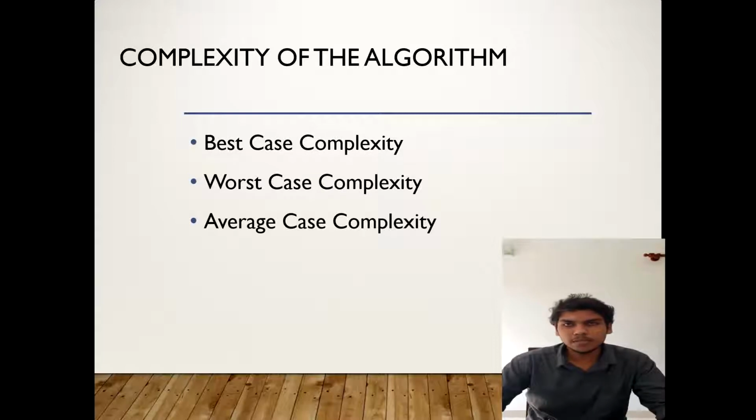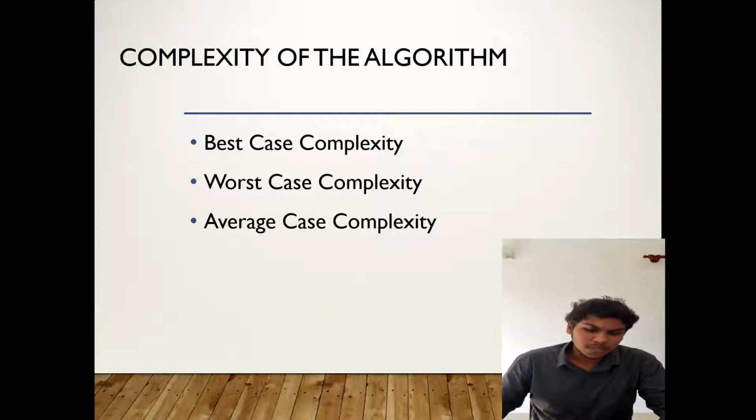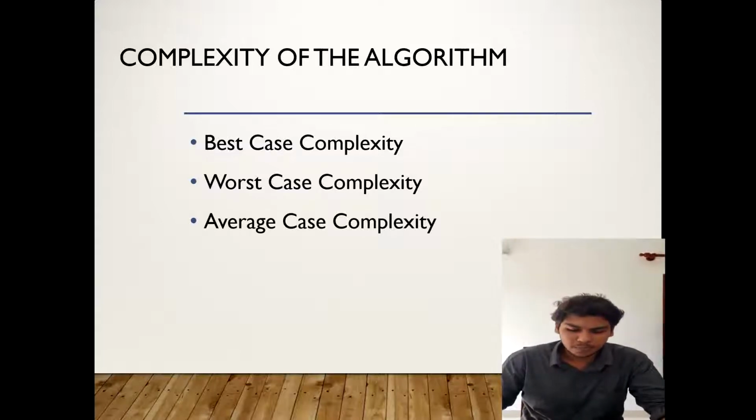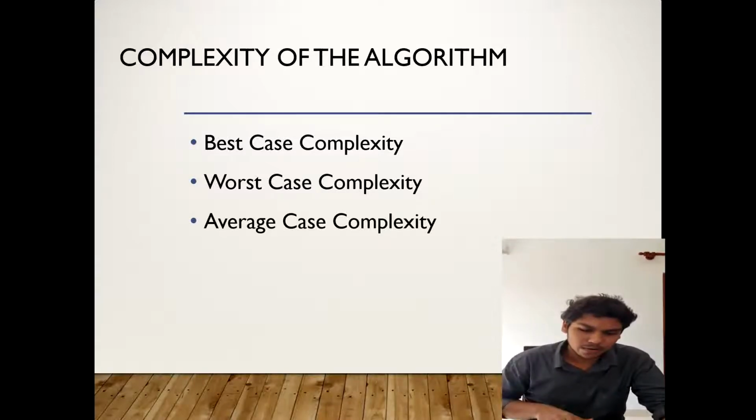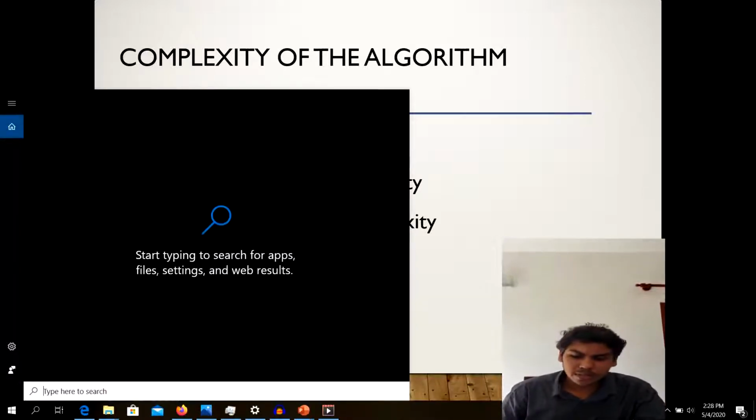Now if we go to the complexity of the bucket sort algorithm, there is best case complexity, worst case complexity, and average case complexity. First of all, what is the complexity of an algorithm? It is a measure which evaluates the order of the count of operations performed by a given algorithm as a function of the size of the input data. Put simply, complexity is a rough approximation of the number of steps necessary to execute an algorithm.